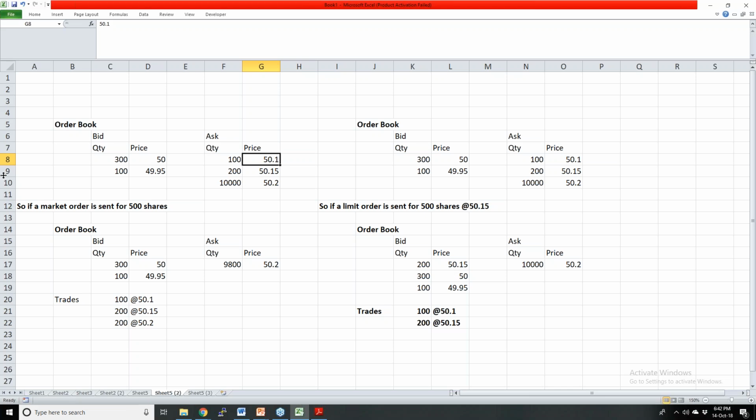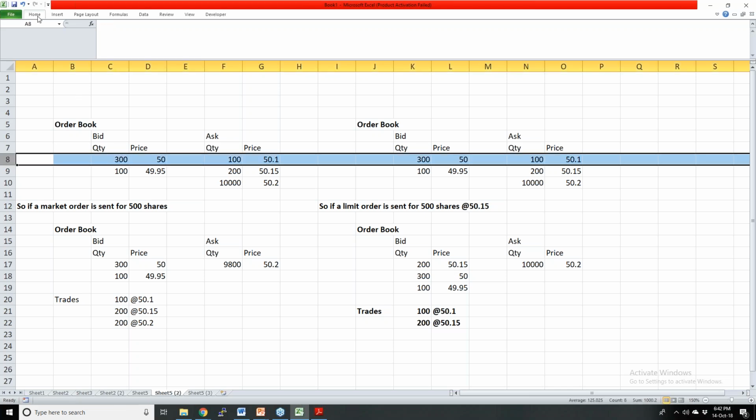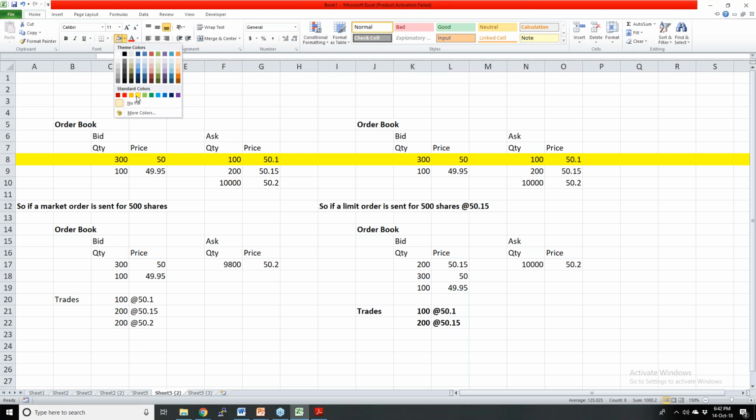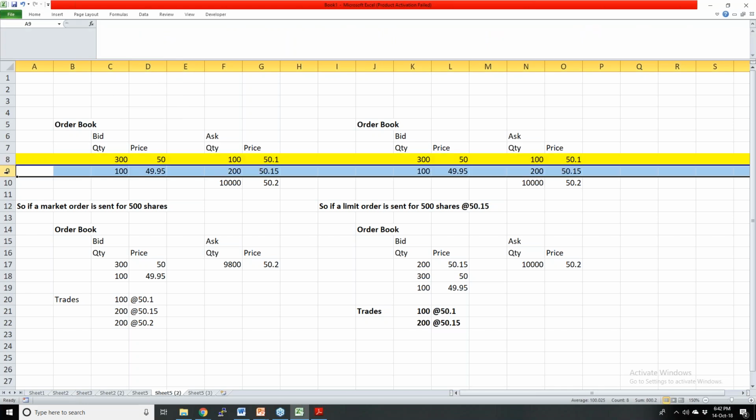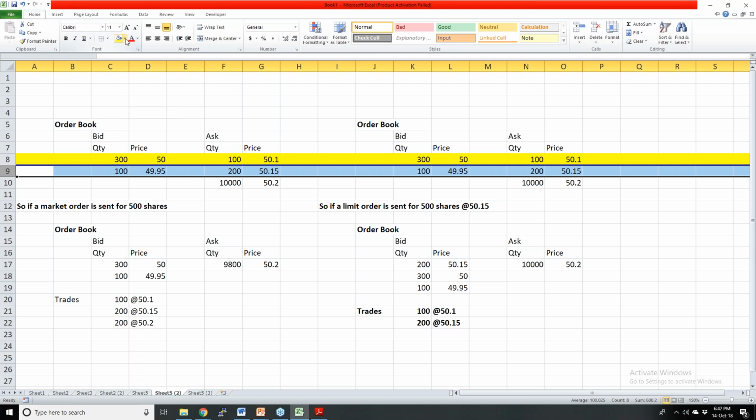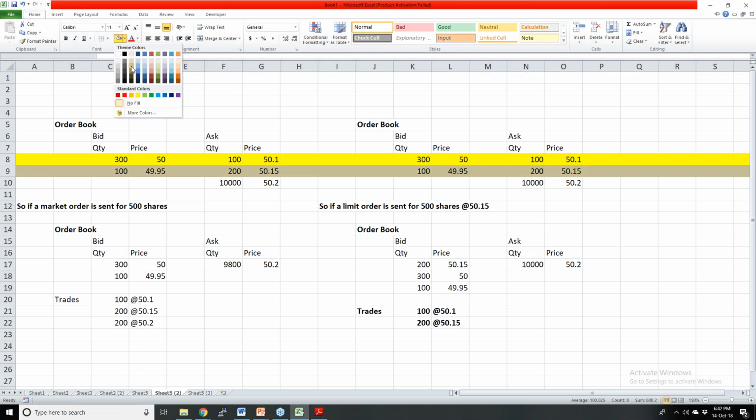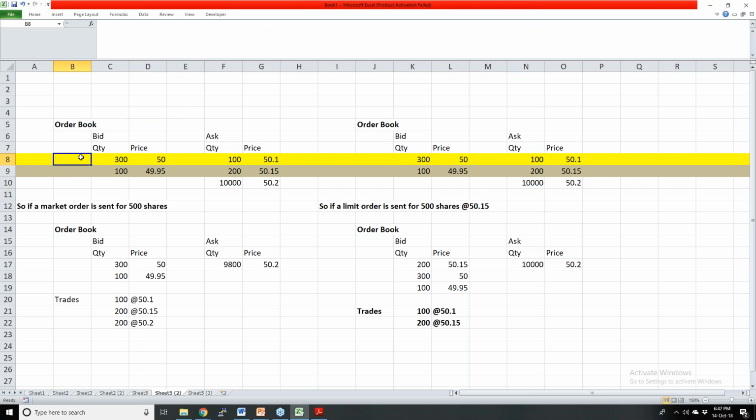Level 2 order book: level 1 is the best bid and best ask. So this is level 1. This is level 2, the second best bid and the second best ask. So this is level 1, this is level 2. All right.